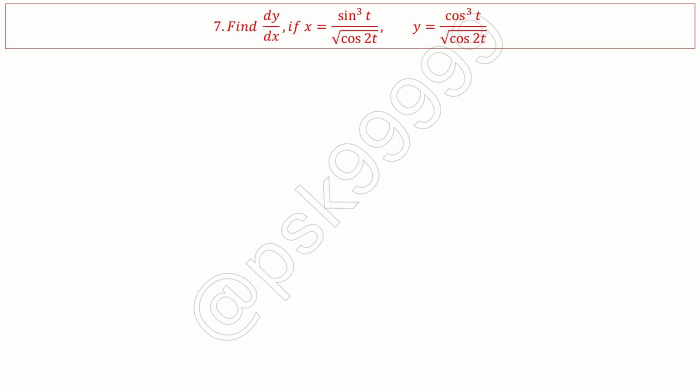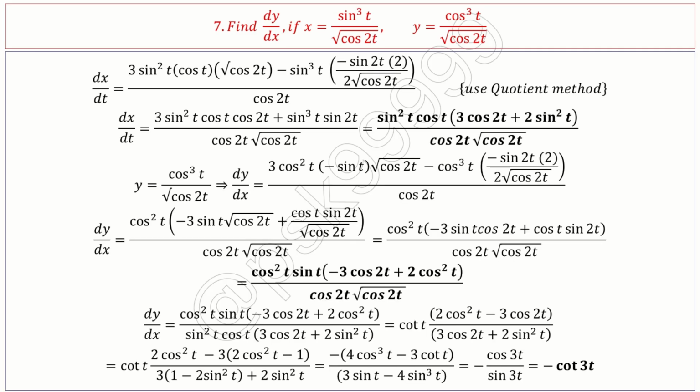This is a little bit complex if you see x and y, but you will do it in the same way. The only thing is, doing the differentiation itself is a big task here. So dx by dt is nothing but, this is in u by v form, correct?